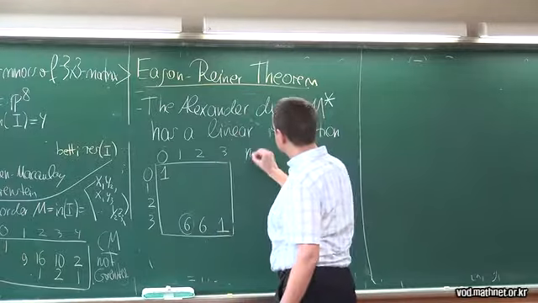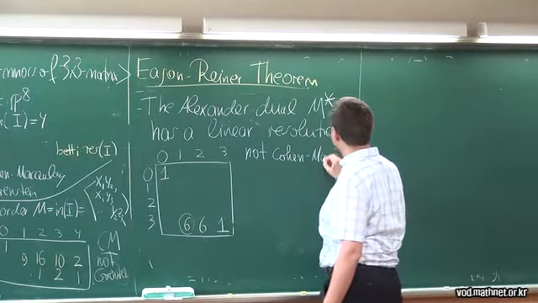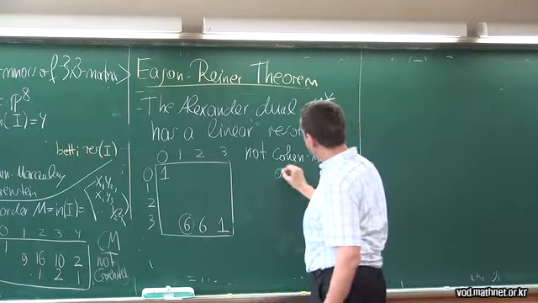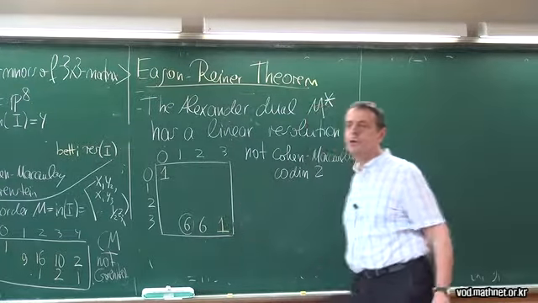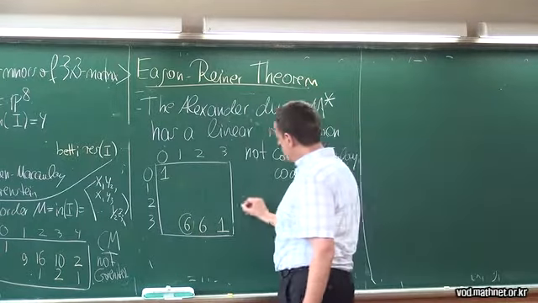So this ideal is not Cohen-Macaulay. Because the Alexander dual is actually codimension 2. So the Alexander dual is codimension 2, but the length is 3. Okay? Now what's the connection to biology?